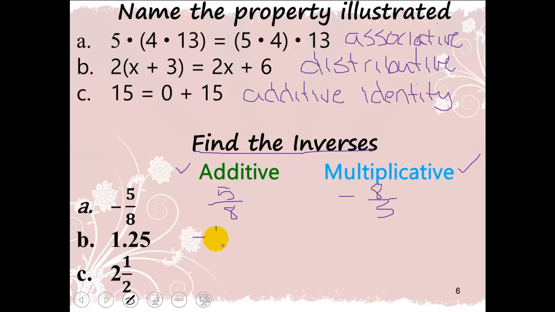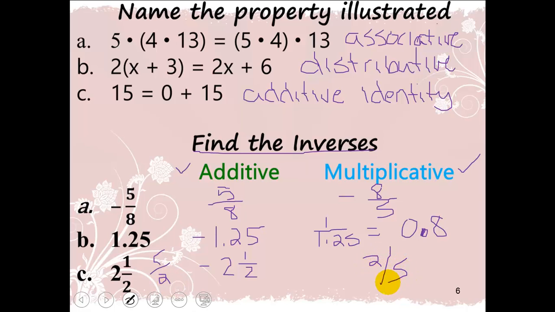On B, negative 1.25. And then this is 1 over 1.25, which is equal to 0.8. And then 2.5, we have negative 2.5. That's the additive inverse. Change the sign. This is 5/2. This is also 5/2. So to find the multiplicative inverse, we would flip that fraction and do 2/5. Right?